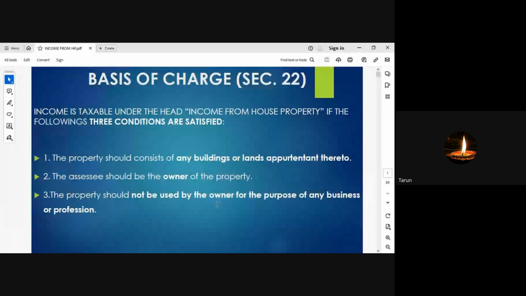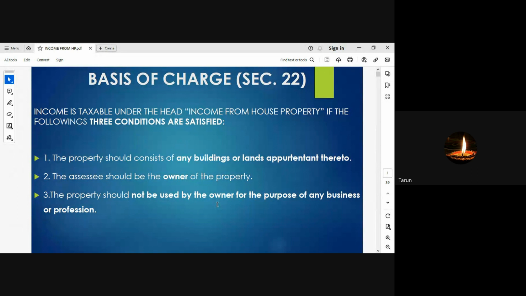The second condition is that the assessee should be the owner of the property. Of course, that is very important: if you are occupying any such property, you must be the owner of that property before giving such land or property to any tenants.